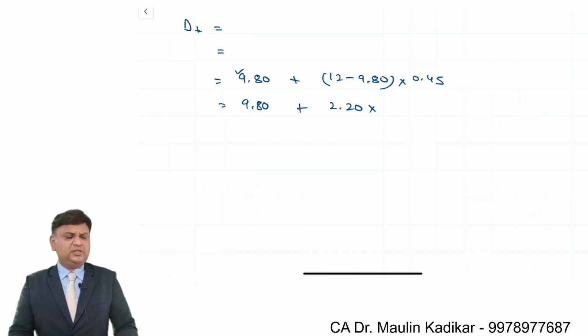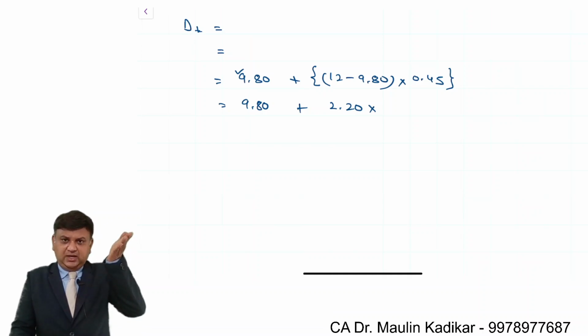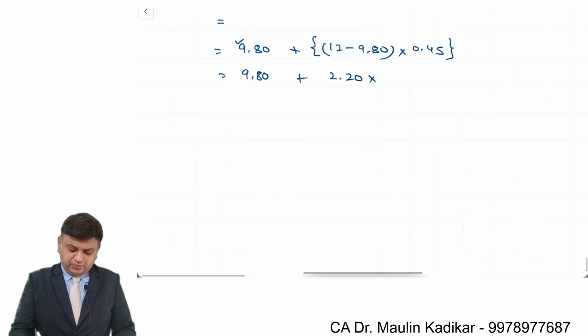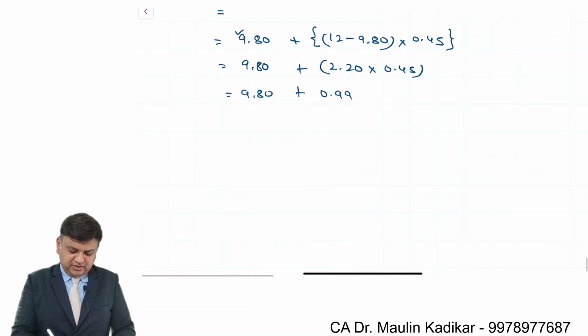What is the dividend adjustment rate? It is indicating the confidence level which the company has to maintain its earning in future. If your confidence level is high, then the dividend adjustment rate would be high. If your confidence level is low, then the dividend adjustment rate will also be low. So 2 rupee 20 paise into 45%. This is the additional dividend over and above the previous year dividend. This is the way the current year's dividend is calculated.